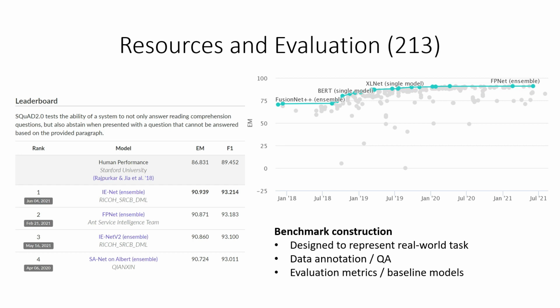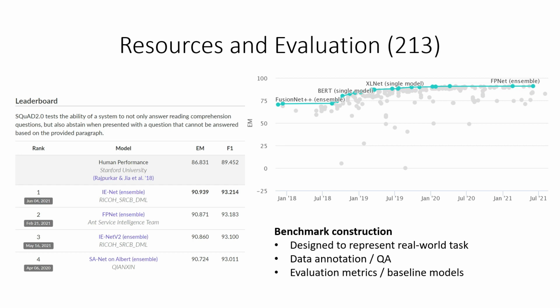Then there's the actual work of collecting the data from various places and doing the annotation, which could involve hundreds of human annotators. And then, of course, doing QA on these annotations to make sure that the quality is acceptable. And then it should include some baseline models to show how well the existing models perform and how well humans perform on these tasks.